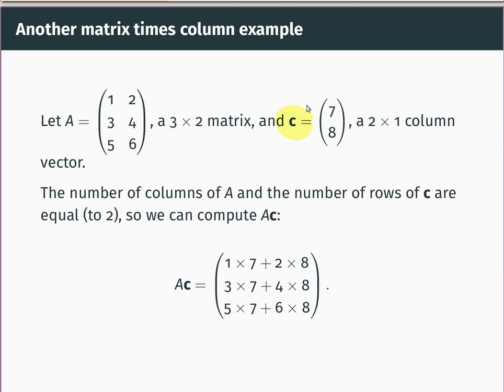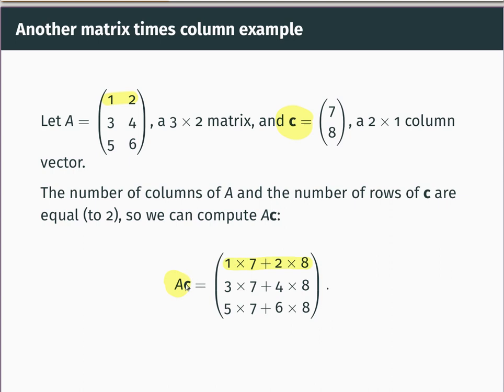And the answer will have the same number of rows as A did. So the answer will be a 3 by 1 column vector. And the way we'll find that 3 by 1 column vector A times C is by multiplying the first row of A into C, and then the second row of A into C, and then the third row of A into C. So the first row of the matrix product AC is obtained by multiplying the first row of A into C. So we get 1 times 7 plus 2 times 8, which is that first row here.